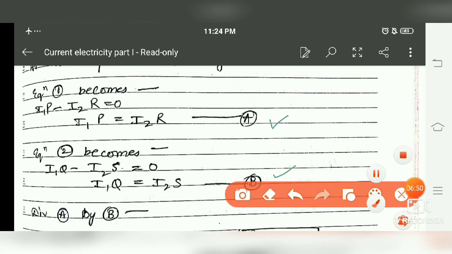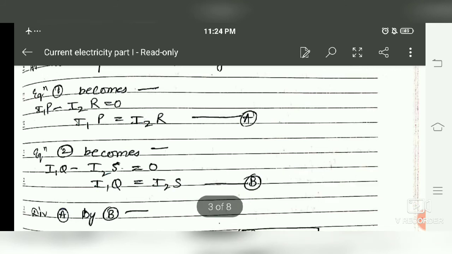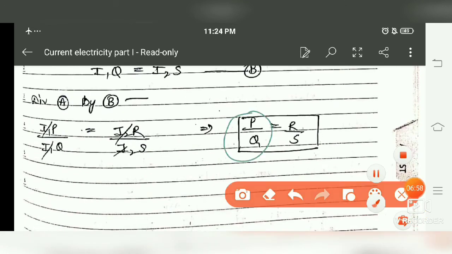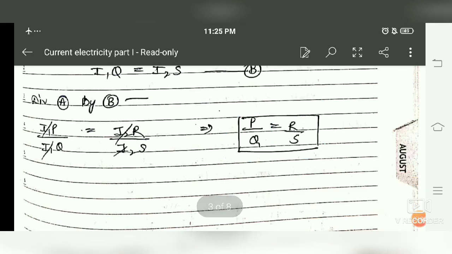So if we divide these equations, I1 gets cancelled with I1, I2 gets cancelled with I2, and we get the balance condition, that is P by Q equals R by S. This is the balance condition for the Wheatstone bridge. Now this balance condition has an application in the meter bridge.